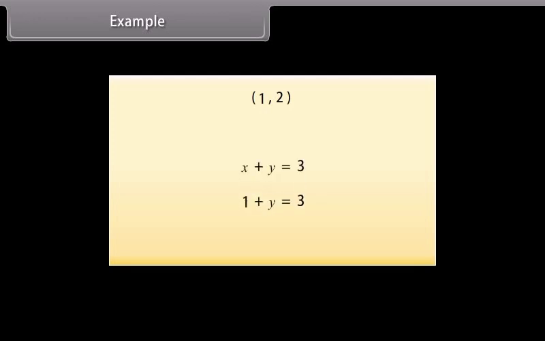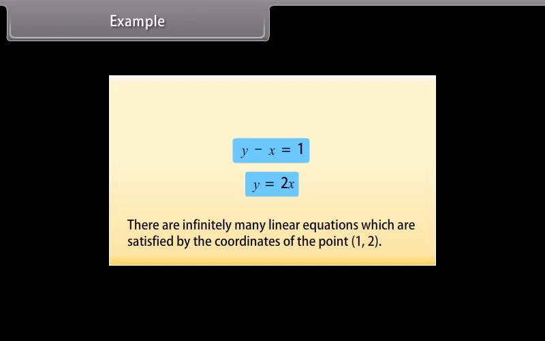because when we put the value of x as 1 and y as 2, we get the answer 3. Other examples are y minus x is equal to 1, y is equal to 2x. In fact, there are infinitely many linear equations which are satisfied by the coordinates of the point (1, 2).